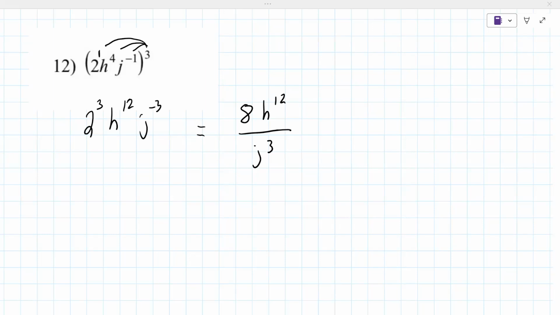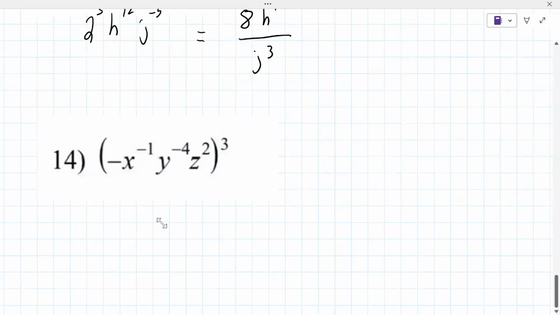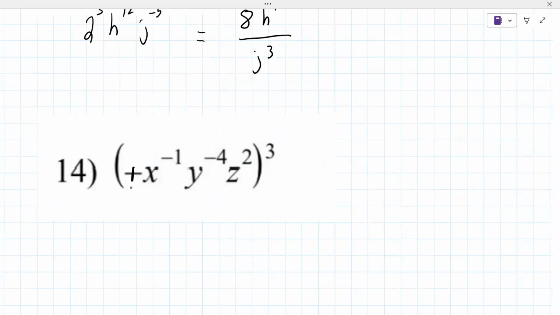I want you to try 14, but I want you to ignore the negative for the moment. Just pretend like it's not there. Could you talk about what to do with that? But could you give this one a try, please? Sure.